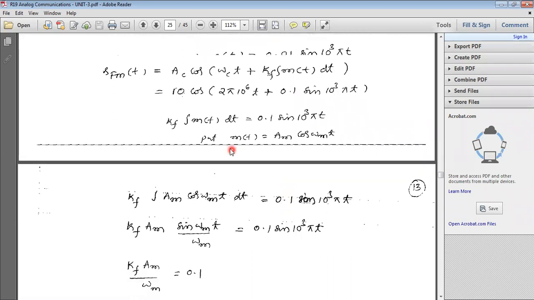So for that purpose, already you know m of t. What is m of t? M of t is Am cos omega m t. So that is the message signal. So for that purpose, put m of t equal to Am cos omega m t.